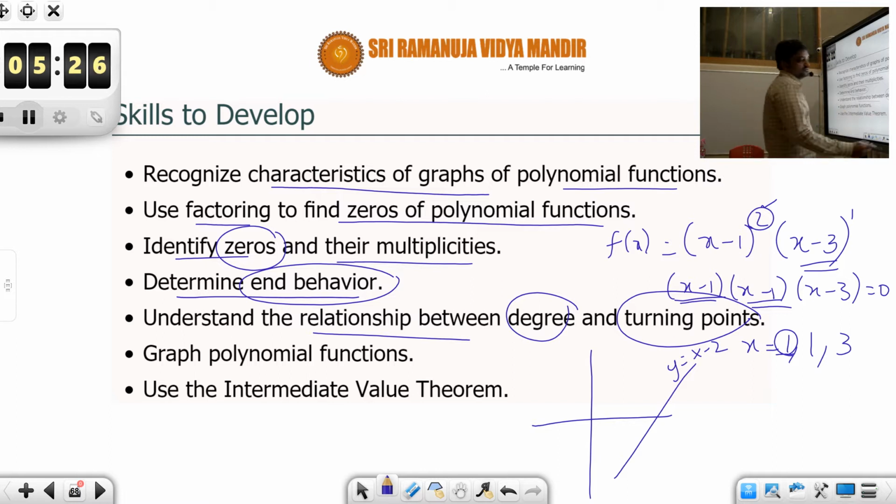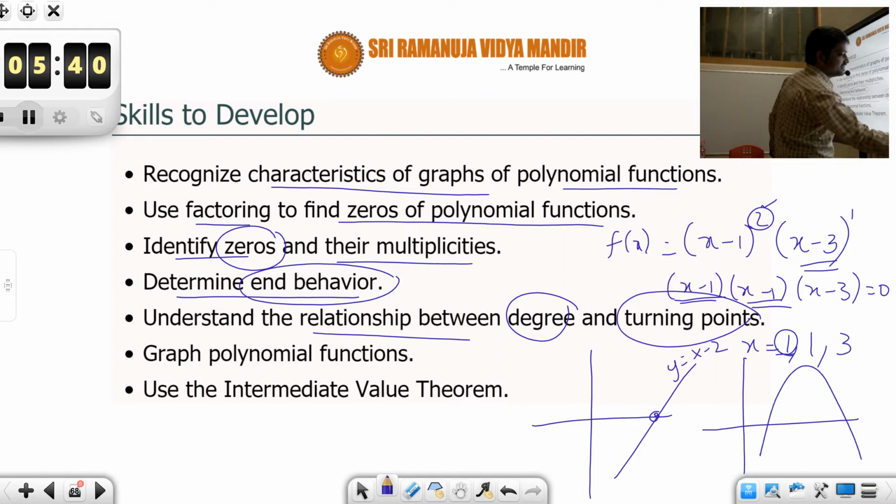Okay, now students, if you look at this, or let's consider another example, something like this. See, in this particular example, if you look, the graph is changing directions. Initially it is going upward and then it is moving downward.